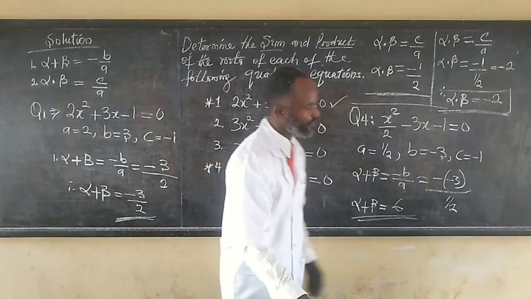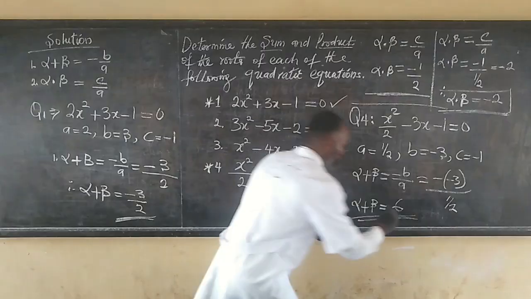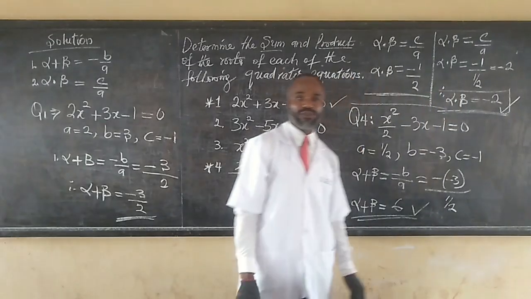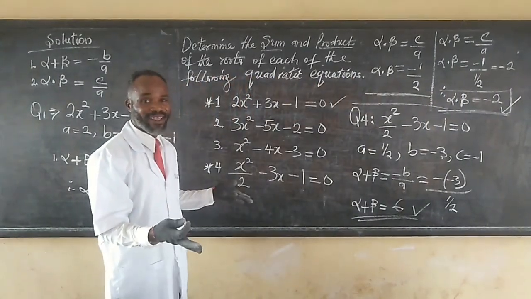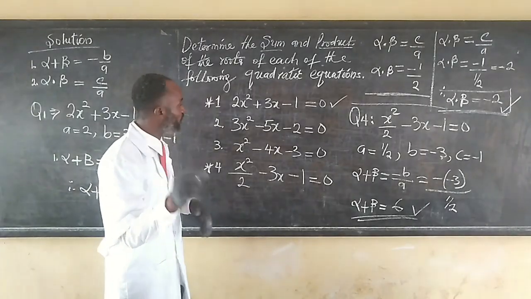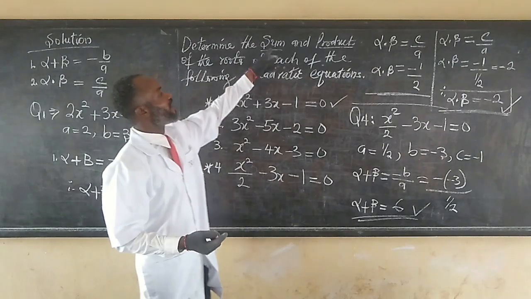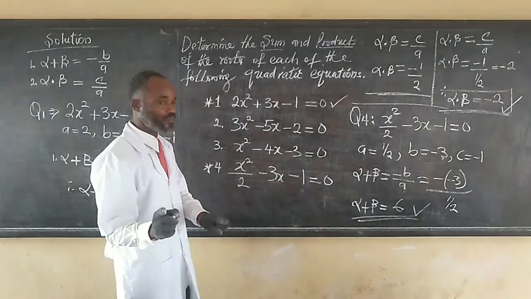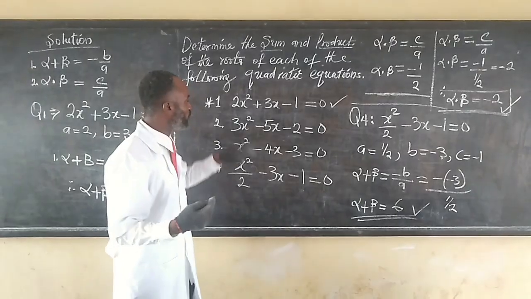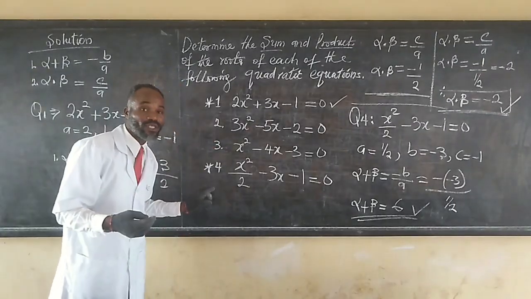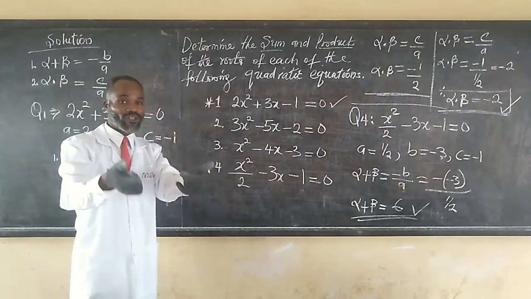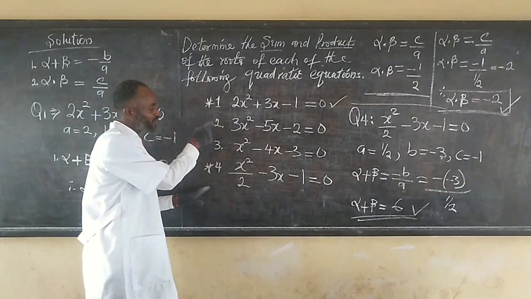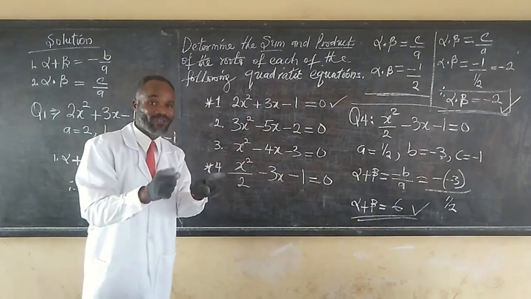We have found the sum to be 6. We have found the product to be minus 2. And both are correct. So we have learned how to find the sum and product of roots of a quadratic equation. Surprisingly, we have solved 2 questions, question number 1 and question number 4. I urge you, my dear students, my dear friends watching, go and try your hands on question number 2 and question number 3 and convince yourself that you have learned something.